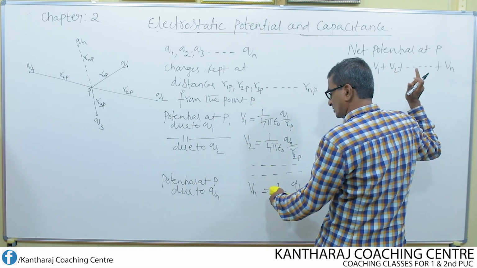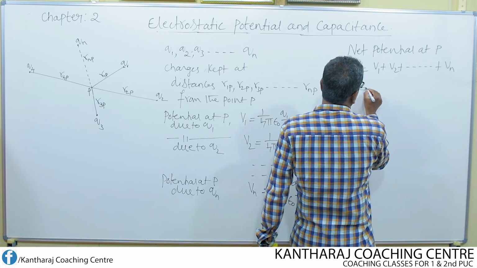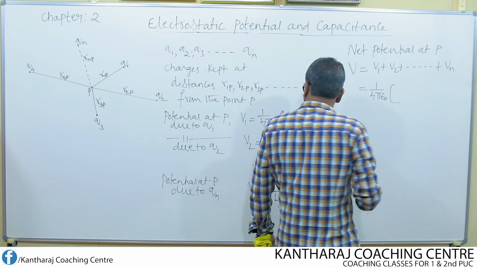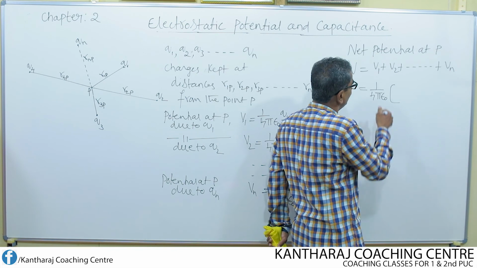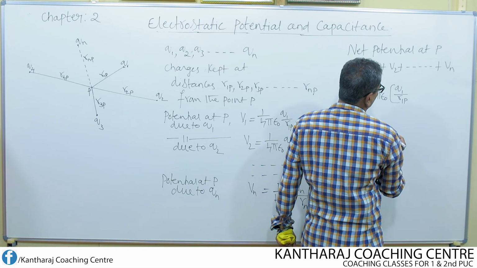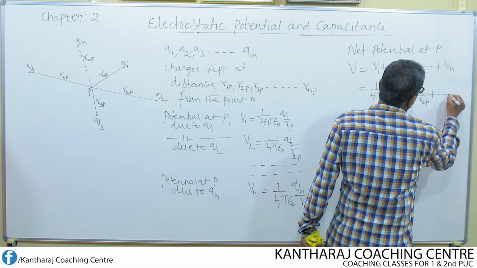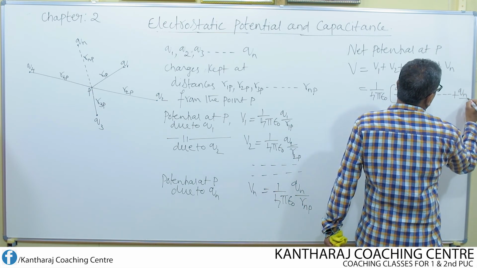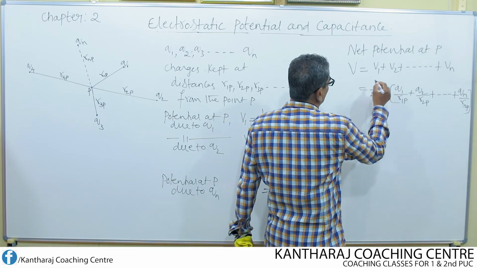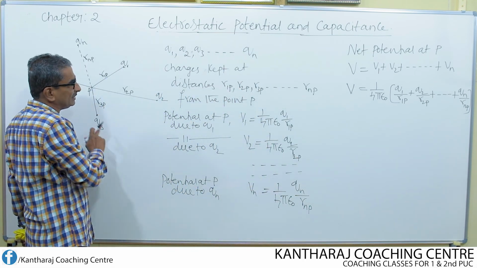In all these, what is common here? 1 over 4 pi epsilon naught is common. So while adding, I remove 1 over 4 pi epsilon naught, which is a common term in all these potential equations. So 1 over 4 pi epsilon naught, Q1 divided by R1P plus Q2 divided by R2P plus and so on, plus Qn divided by RnP. This is the net potential at the point P due to all these charges.